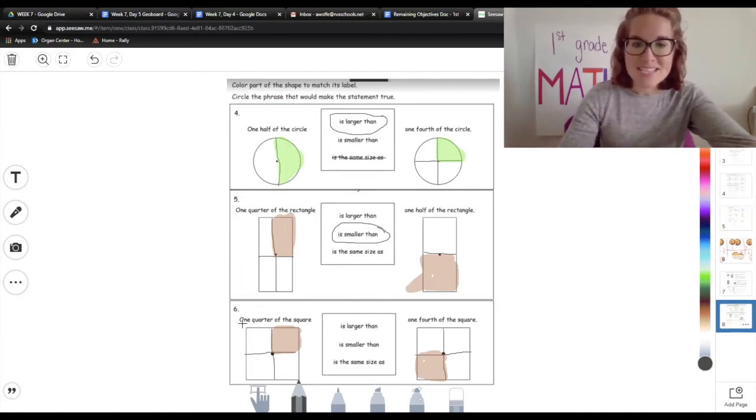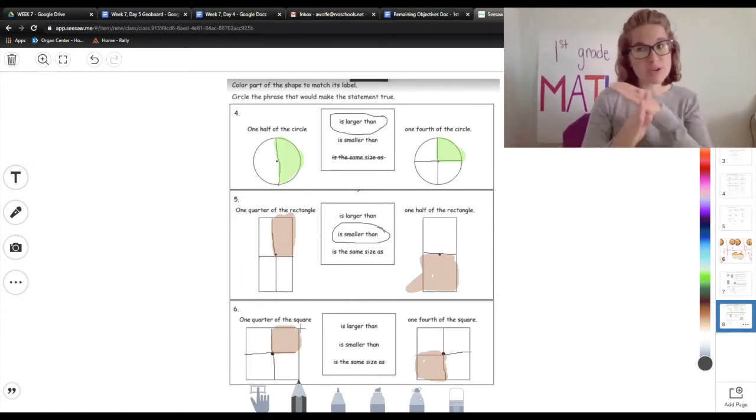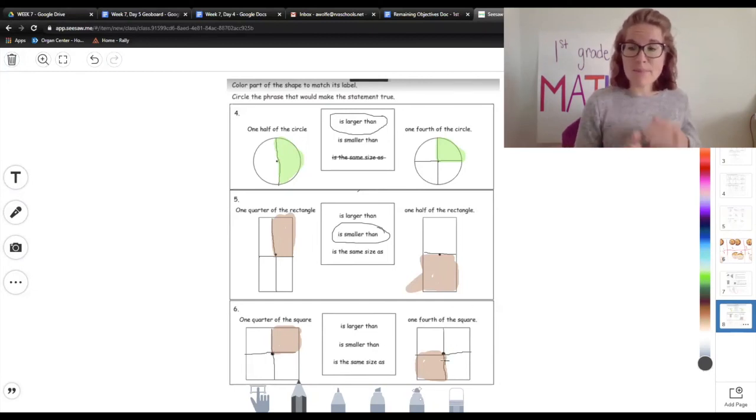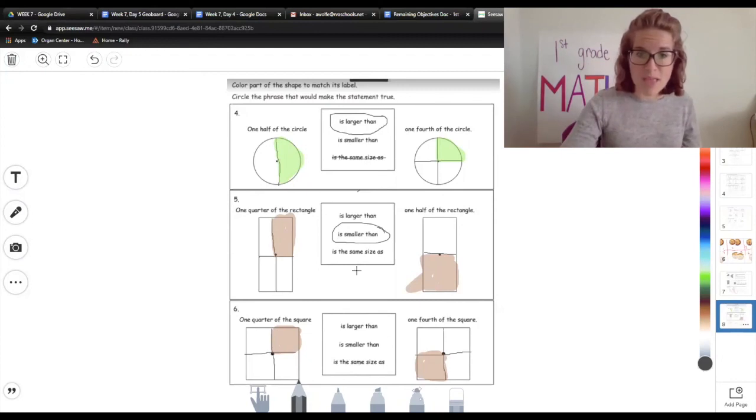Okay, down here it says 1/4 of the square. So quarters means 4. I divided into 4 parts and colored 1. And this says 1/4 of the square. Hold on. These are the same. Quarters and fourths mean dividing it into 4 equal parts. Now on this square, I colored this part, and on this square, I colored this part. But is this one larger or smaller, or are they the same? You're absolutely right. They're the same size because we divided both of the squares into 4 equal parts.